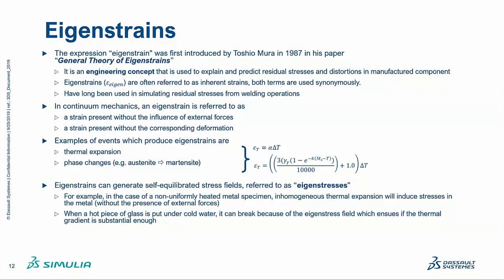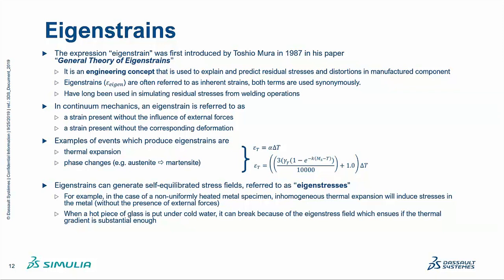This is also sometimes referred to as inherent strain. You see the terms used with very wide distribution, but they mean the same thing. Examples of events that actually produce eigenstrains are thermal expansion and or phase changes. Depending on what actually occurs, we are going to have a more or less complex mathematical description of the situation at hand.